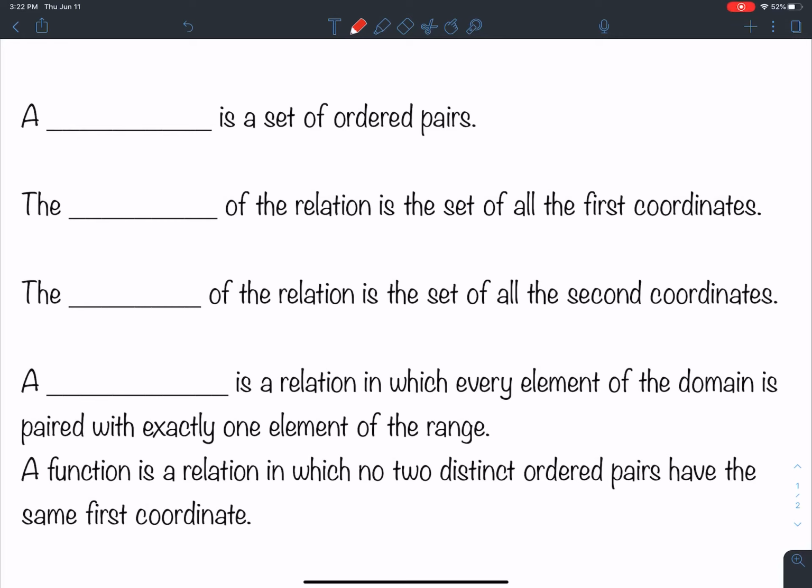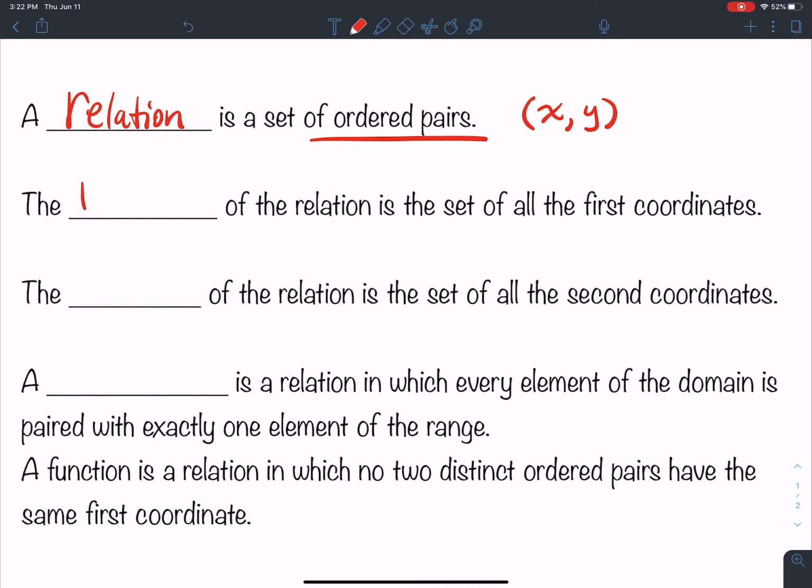In this video we're going to talk about some definitions that are going to lay the groundwork for the rest of the course. So the first one is a relation. A relation is a set of ordered pairs. So an example of a relation would be the ordered pair x comma y. That's a relation. That's all there is to it.